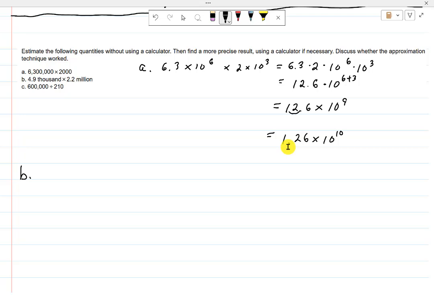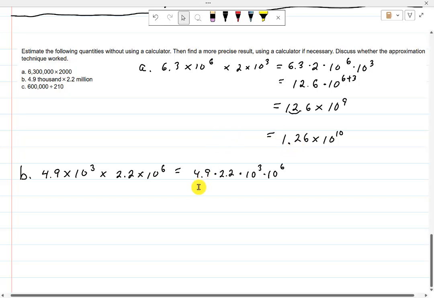For part B, we have 4.9 thousand, so I've got 4.9 times 10 to the 3rd, and we're multiplying it by 2.2 times 10 to the 6th. So I can do the 4.9 times 2.2 times 10 to the 3rd times 10 to the 6th. Your textbook is trying to get you to estimate. So I have a feeling that they would want me to use 5 for 4.9 and just 2 for 2.2.